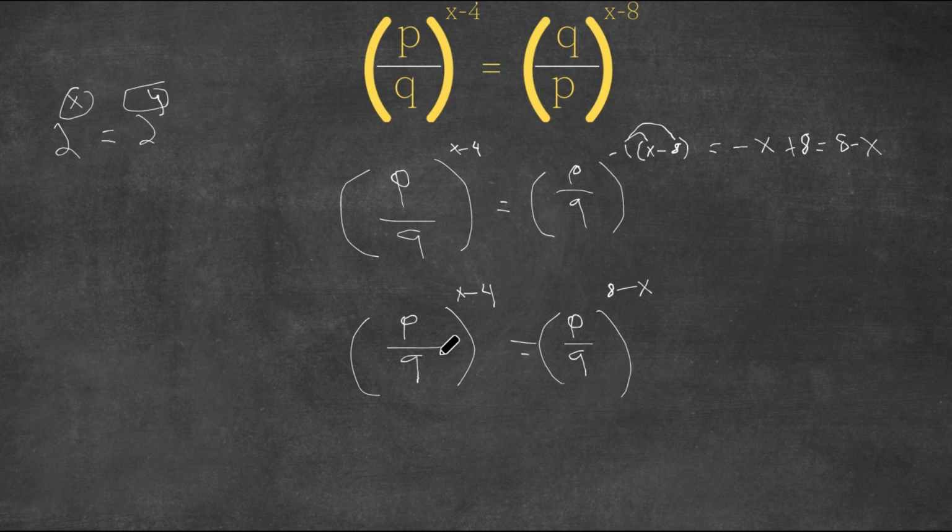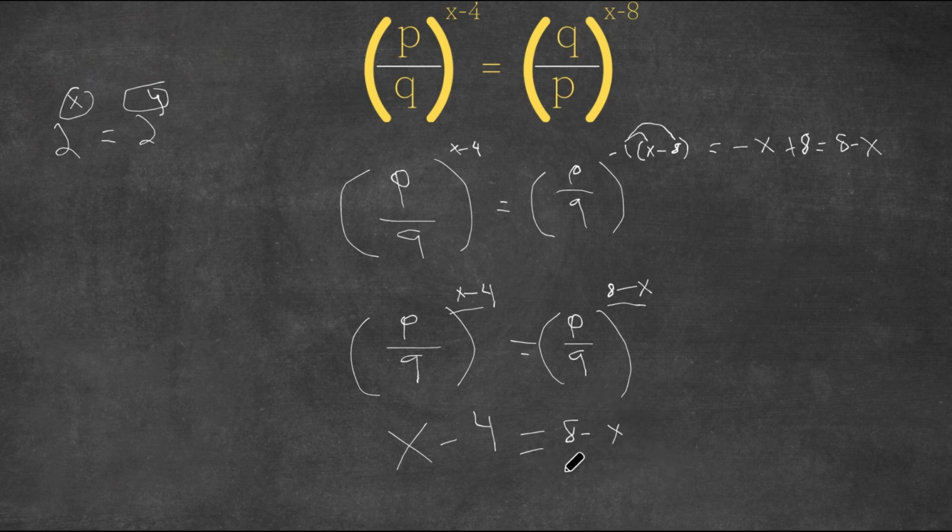then the exponents must be equal as well. For both of these, the bases are equal, meaning the exponents, x minus 4 and 8 minus x, must be equal for this equation to be true. So we can just ignore our bases, p over q, and write this as x minus 4 equals 8 minus x.